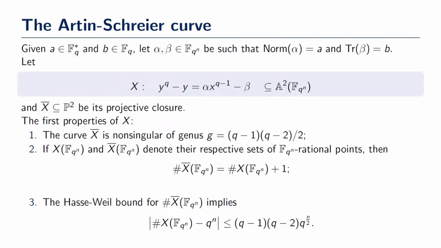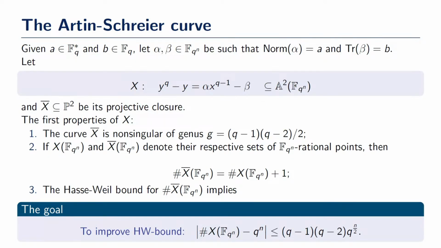Okay, what's the goal of the talk? The goal is to improve the Hasse-Weil bound for this Artin-Schreier curve. Improvements on the Hasse-Weil bound are always a very interesting problem in algebraic geometry over finite fields. But we do have one more reason, or more than one reason, to try to improve the Hasse-Weil bound for this curve. I will tell you in a moment. Okay, so this is our curve, and the goal is to improve the Hasse-Weil bound.